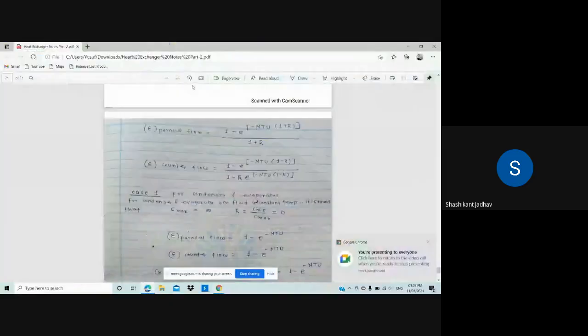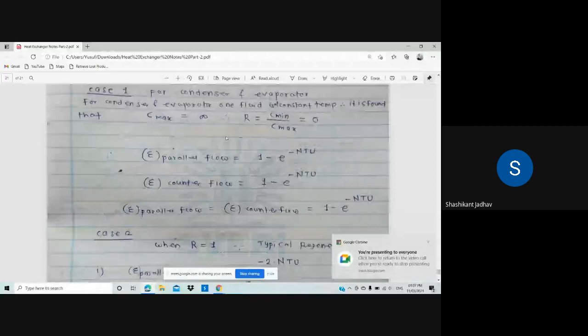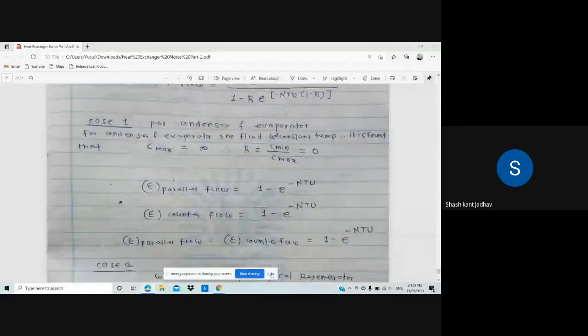In that we have to consider two cases, for condenser and evaporator, and when R is equal to 1. So for those two cases, what are the equations for the effectiveness of the parallel flow exchanger and counter flow exchanger? Now we have to write down those equations. So we have to consider case number 1. We have written the two equations, effectiveness for parallel flow exchanger and effectiveness for counter flow exchanger, in the morning lecture. Now write down case number 1.